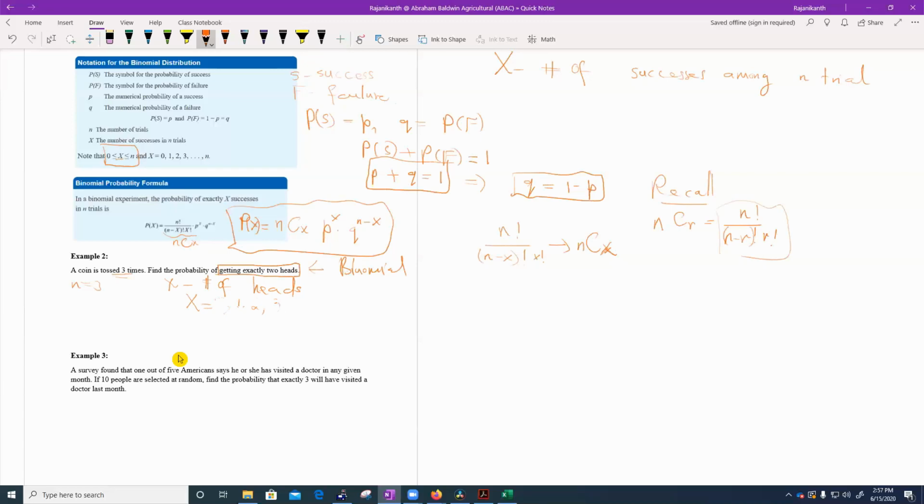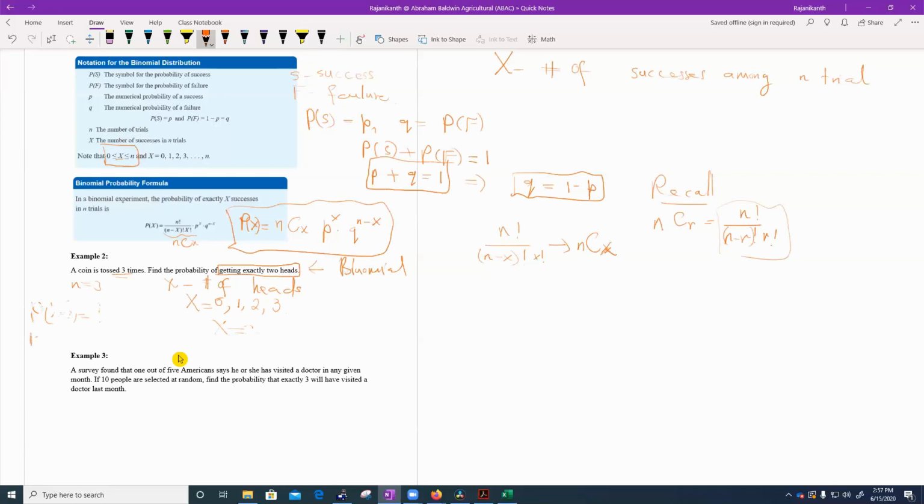But remember now you are looking for what? You are looking for exactly two heads. Therefore, your x is now fixed to 2, right? Therefore, in this problem, my x is 2. The question is finding the probability when x is 2. That means they are asking you to find the probability when x is 2. So this is my problem.